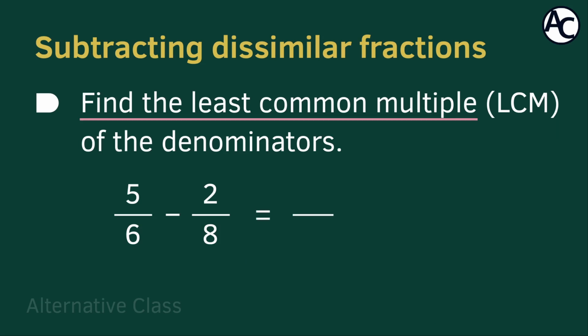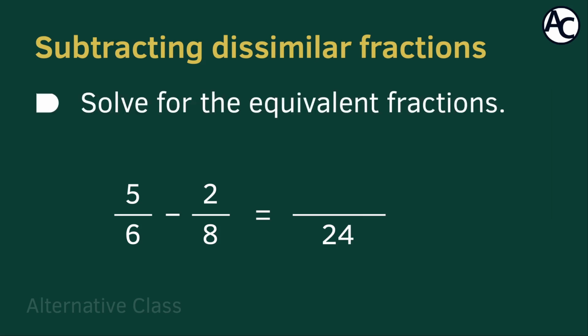Now, use the LCM as the new denominator. Next, solve for the equivalent similar fractions. 24 divided by 6 is 4. 4 times 5 is 20. Next, 24 divided by 8 is 3. 3 times 2 is 6. Last, do the operation. 20 minus 6 is 14. So the difference is 14/24.